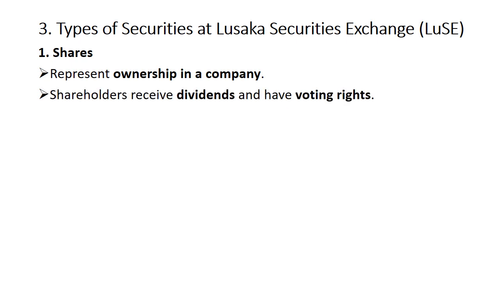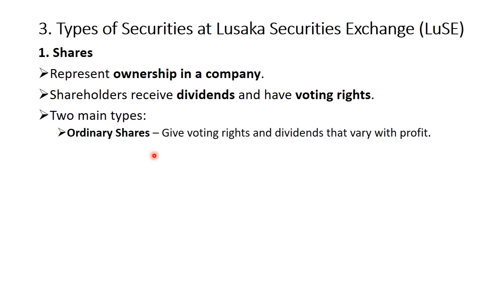Also, the shareholders, who are people who have these shares, receive dividends and have voting rights. But be careful, you can only have voting rights if you are an ordinary shareholder. Remember, we discussed different types of shareholders. So the voting rights apply to ordinary shareholders, but the point here is shareholders may receive dividends and may also have voting rights.